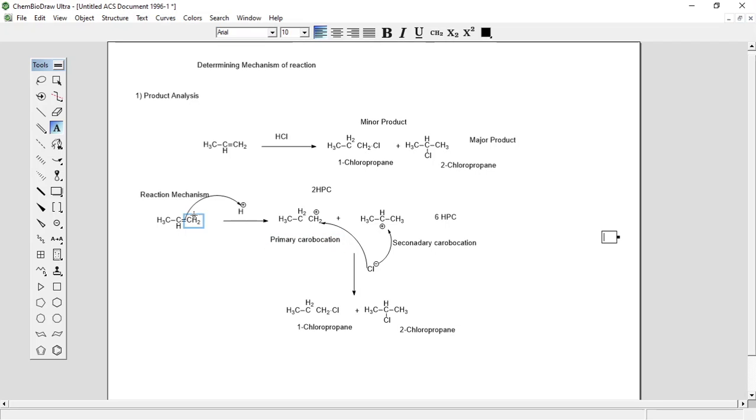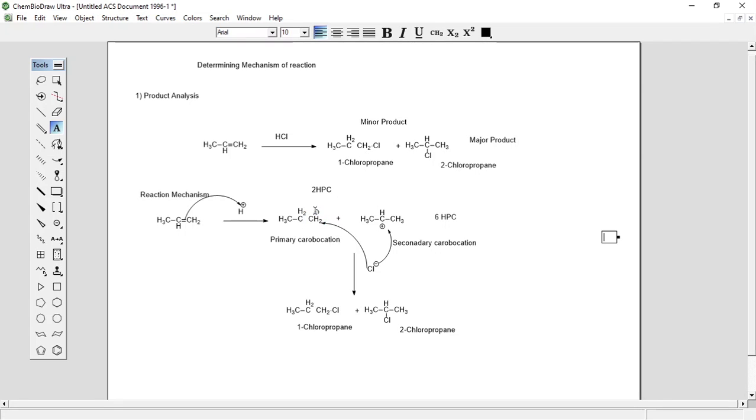If the hydrogen adds to the terminal CH2, you will get the secondary carbocation, and if the hydrogen adds to the middle carbon, you will get the primary carbocation. Among these two, the primary carbocation is less stable, because this carbon is an electron deficient species, and groups that donate electrons increase the stability of the carbocation. Here the primary carbocation has only one alkyl group, CH2CH3, to stabilize it.